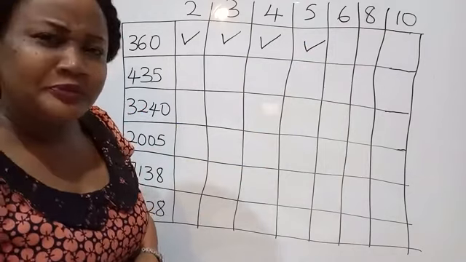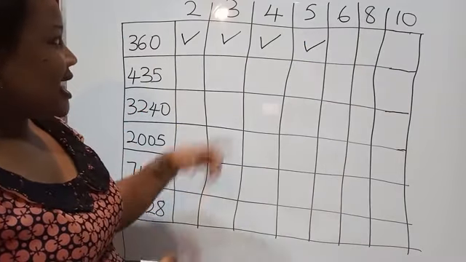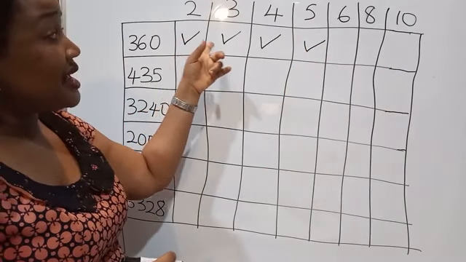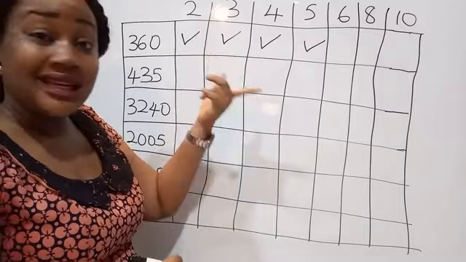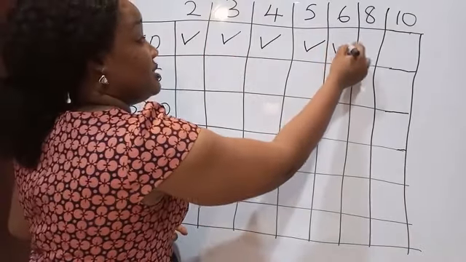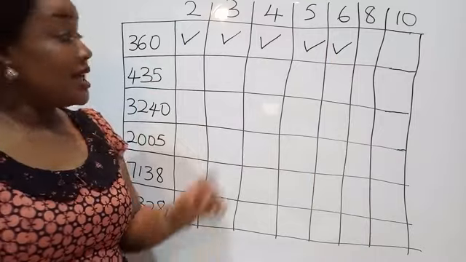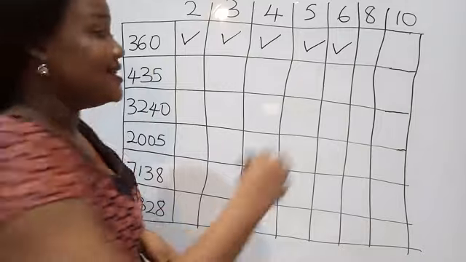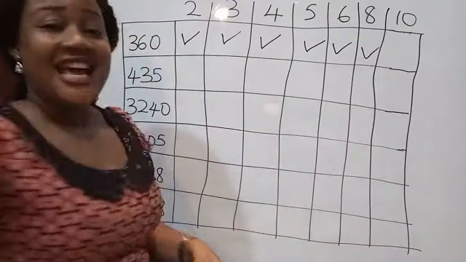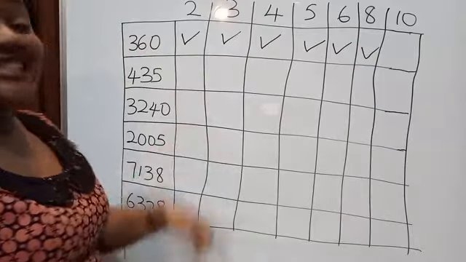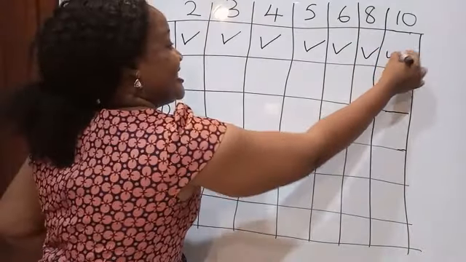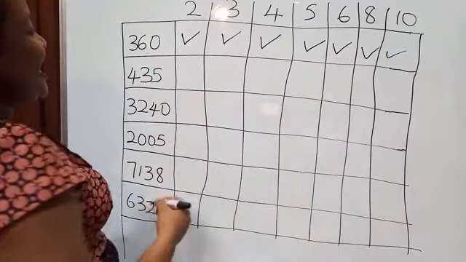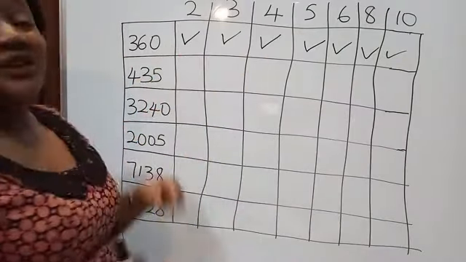And 6, you can see 2 is divisible and 3 is divisible. So basically 6 is divisible. Then for 8, the last 3 digits, 360, yes, it's divisible. Then for 10, last digit 0, so 10 it is. So 360 scored all good with all the divisors. Now let's look at 435.